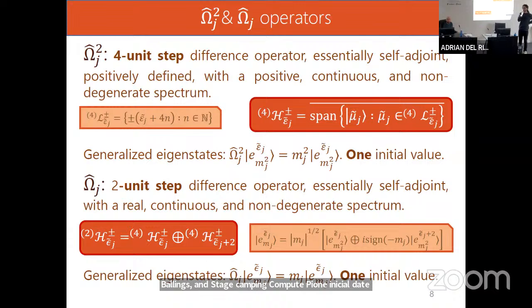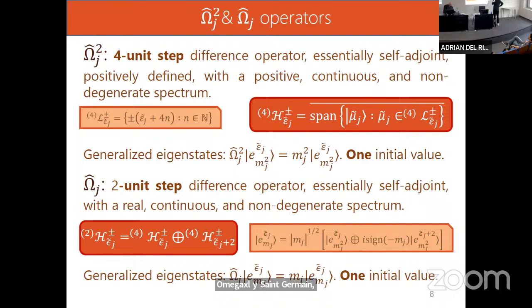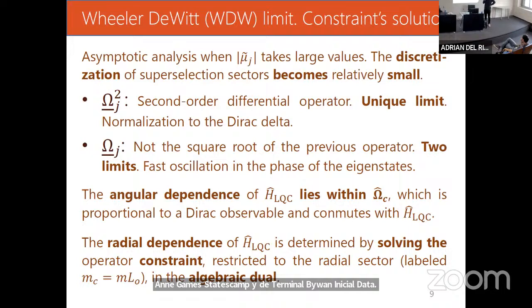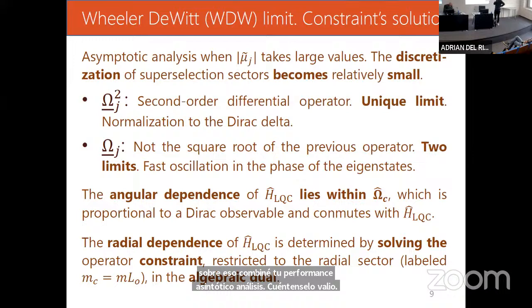Its spectrum is real, continuous, and non-degenerate. Its invariant Hilbert spaces are the following. And its eigenvalue equation is given below, where m_j are the eigenvalues, and again, the eigenstates can be determined by one initial datum. It is also convenient to perform an asymptotic analysis when the absolute value of mu_j tilde takes large values. It is also called the Wheeler-DeWitt limit.